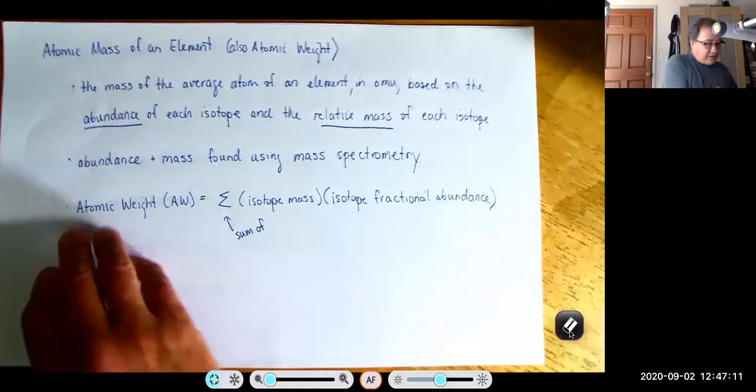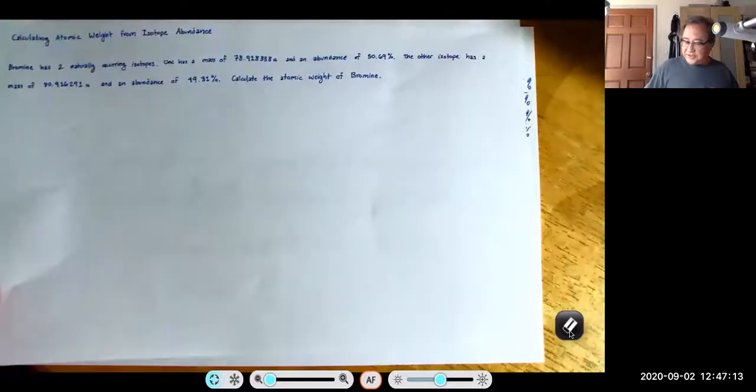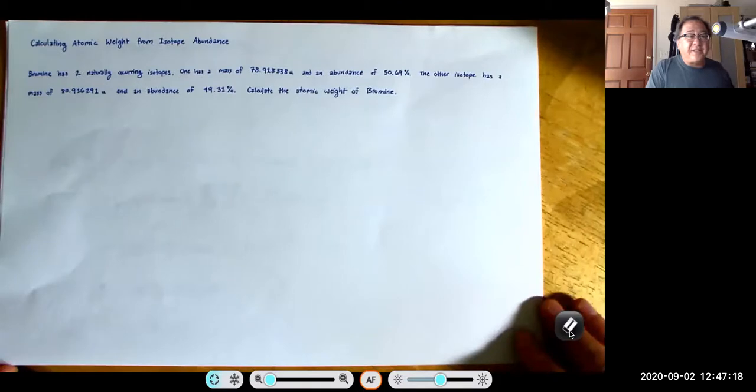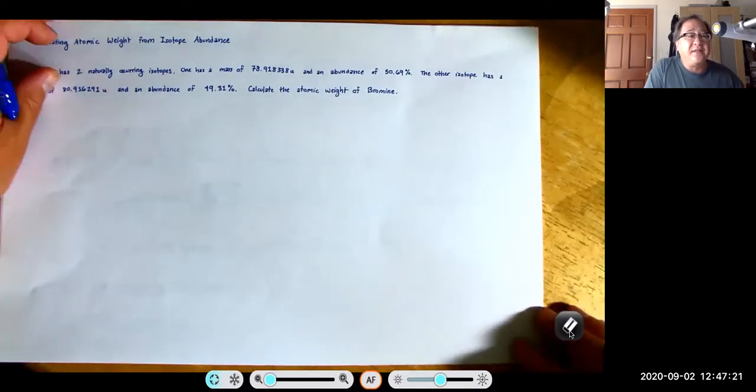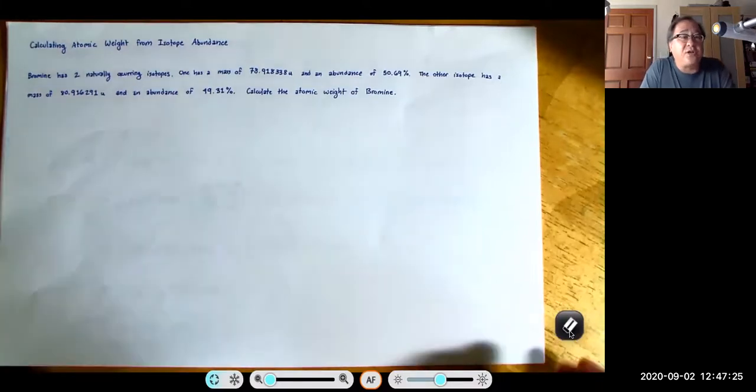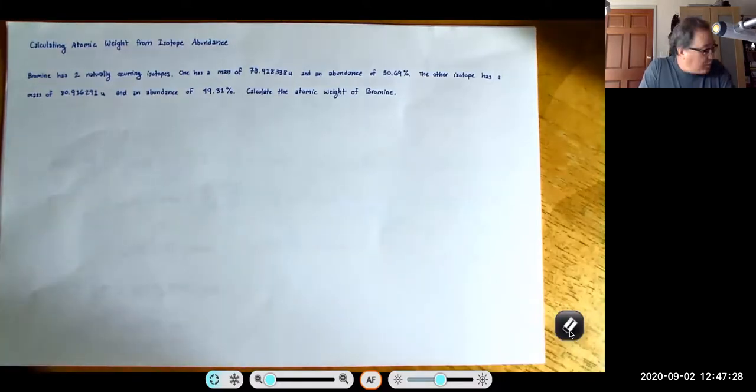So let's take a look at a problem. This is an example from the book. It says, calculate the atomic weight from isotope abundance. So we have bromine, which has two naturally occurring isotopes, one with a mass of 78.918338 u and an abundance of 50.69%, and the other isotope has a mass of 80.916291 u. Calculate the atomic weight of bromine.